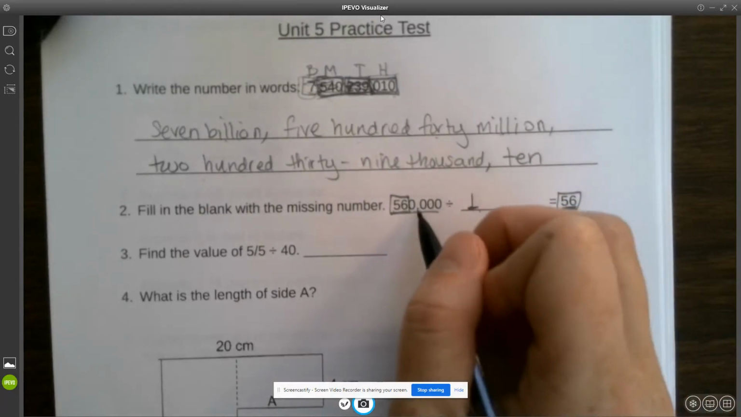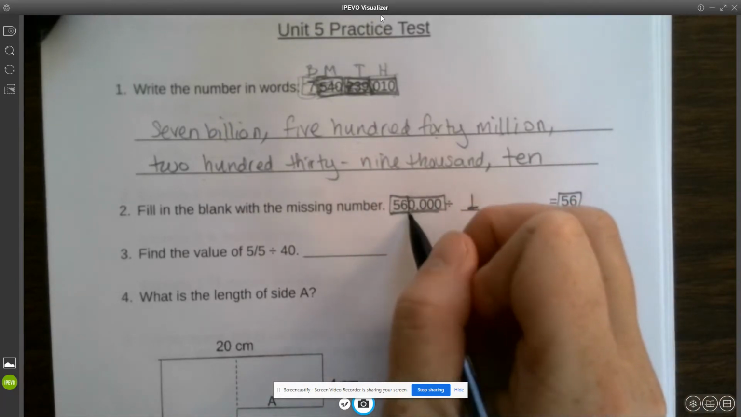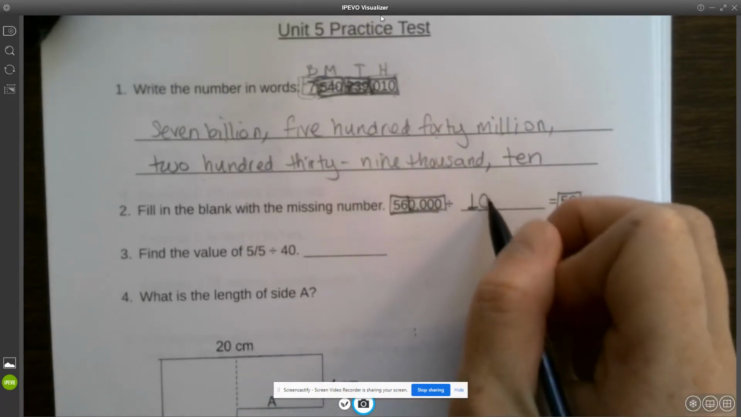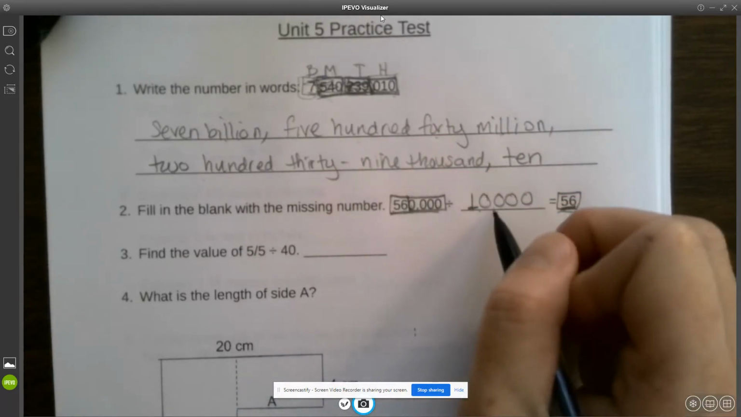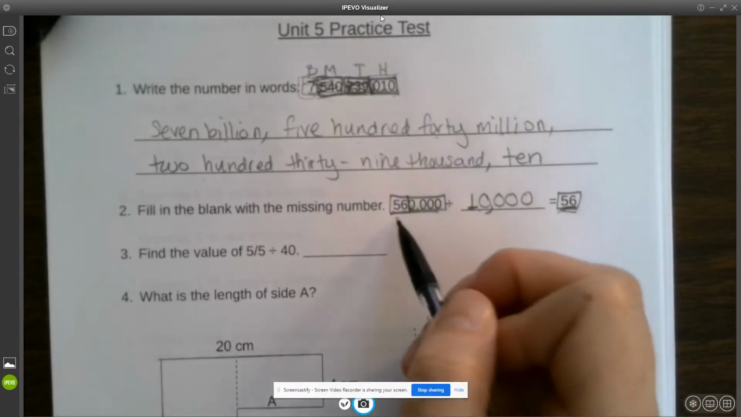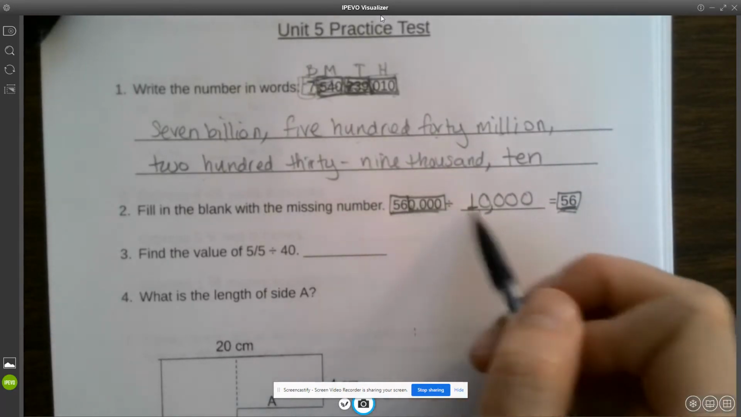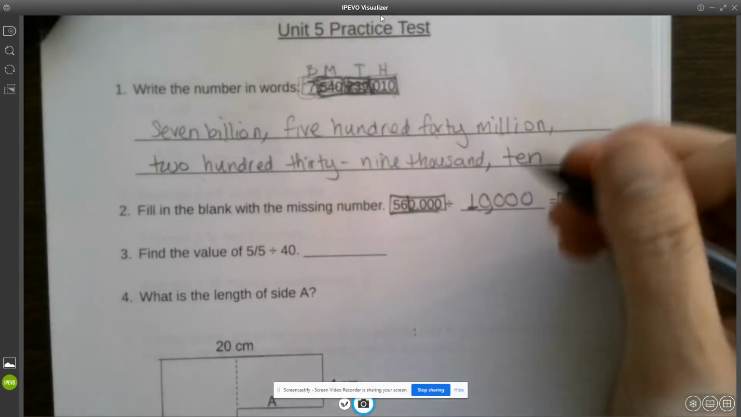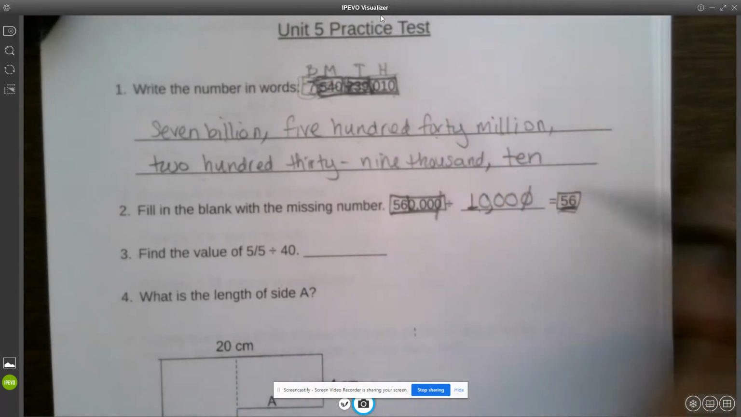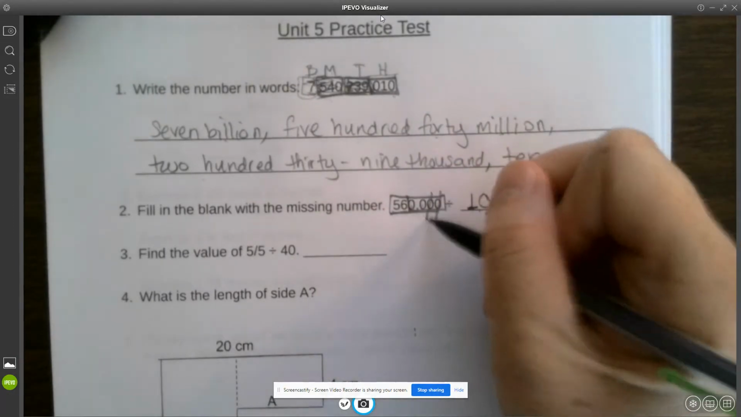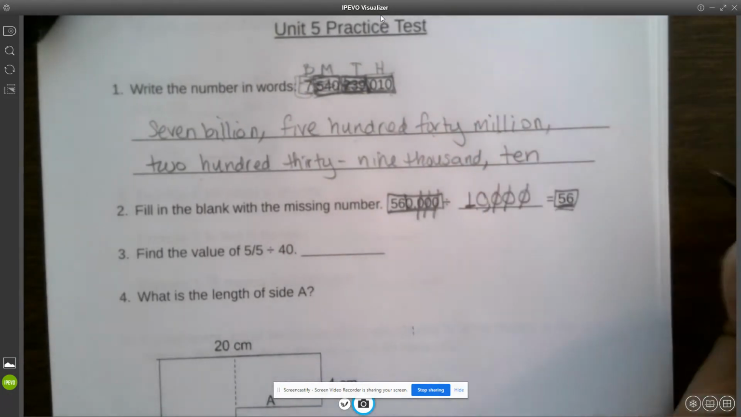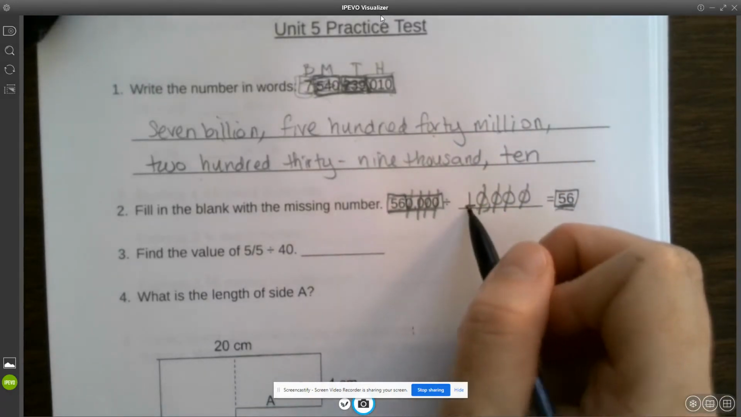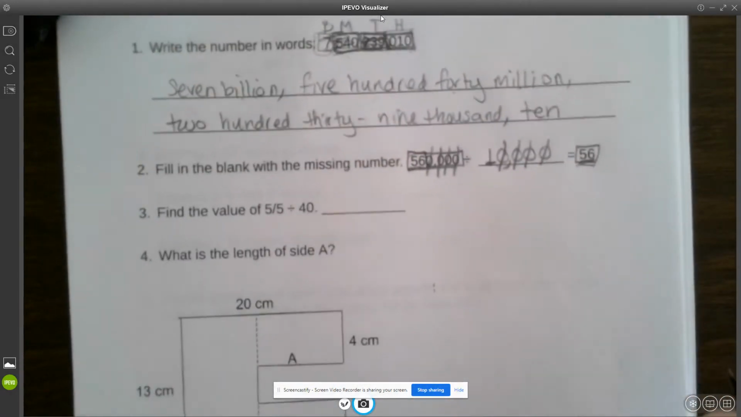So now I have to figure out how many zeros I need to add on to that. Well, there's 1, 2, 3, 4 zeros here. So I'm going to put 4 zeros here because 560,000 divided by 10,000 equals 56. And here's why. When we're dividing, remember how we said we can cross off a 0, cross off a 0, and keep crossing off zeros, and then you're just down to 56 divided by 1 is 56.